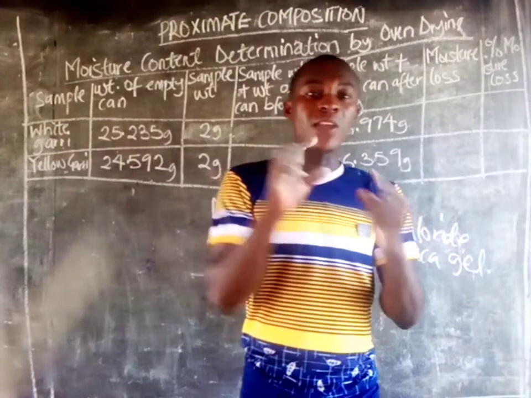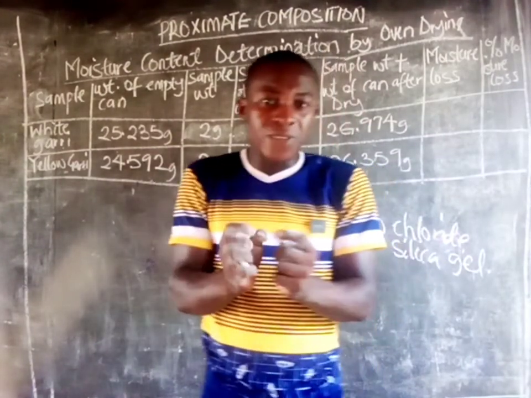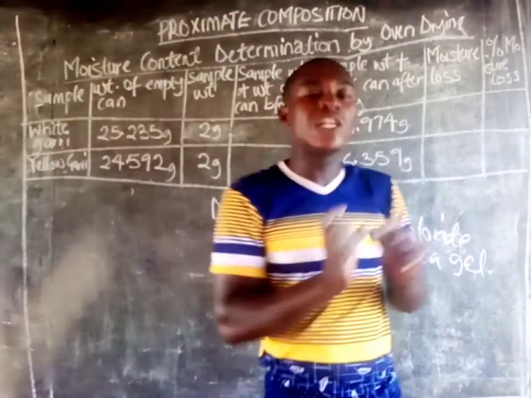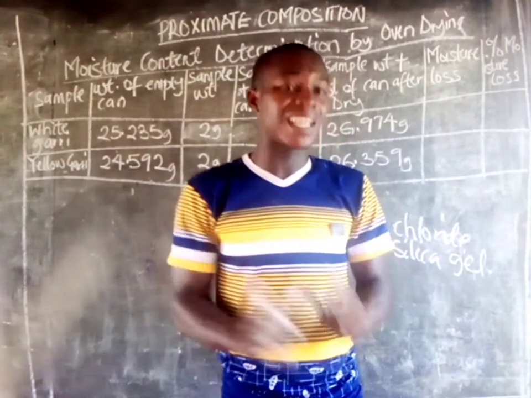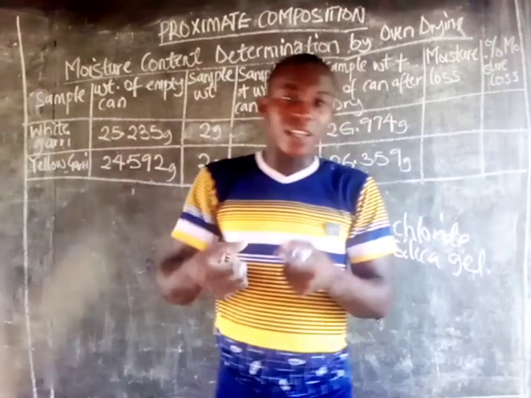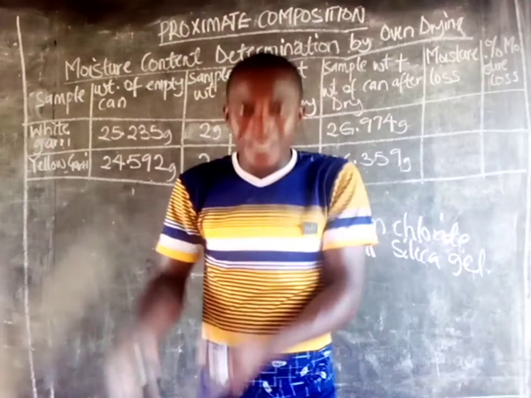When you heat it for that time, you remove it immediately and put it in a desiccator and allow it to cool for 15 minutes. Then you remove it and go to the weighing balance, and you weigh it again.